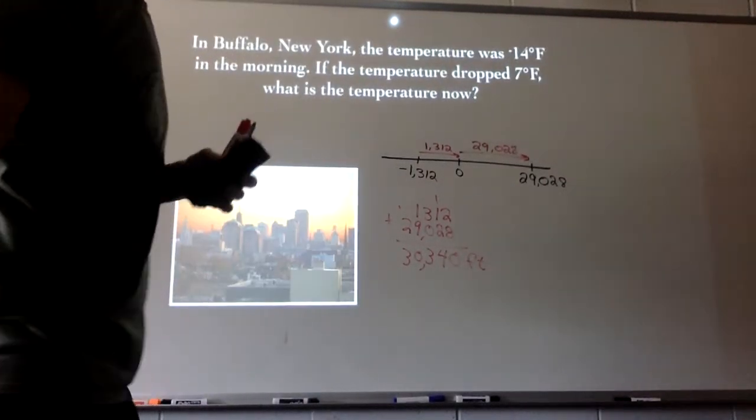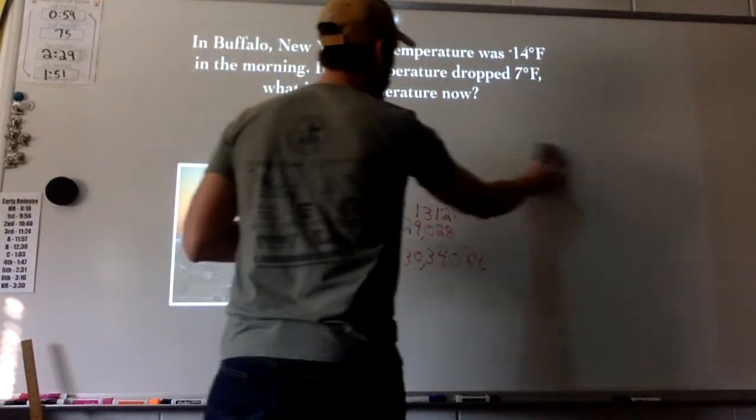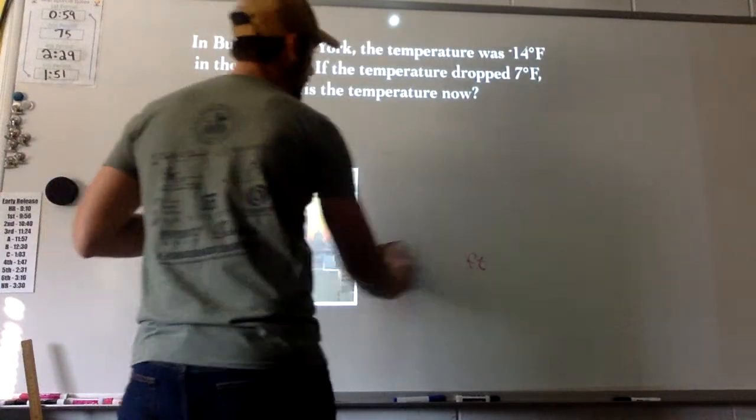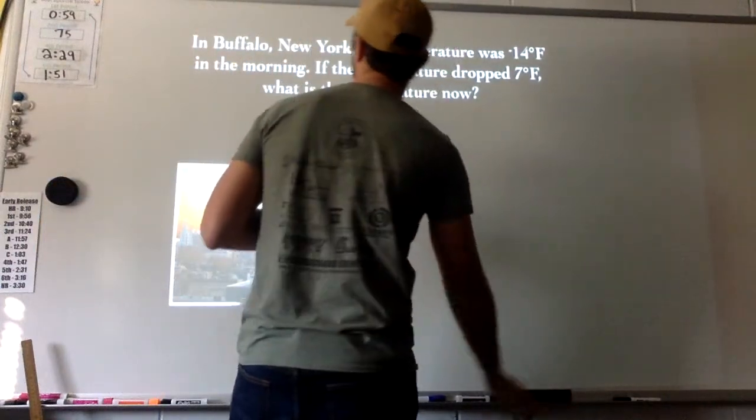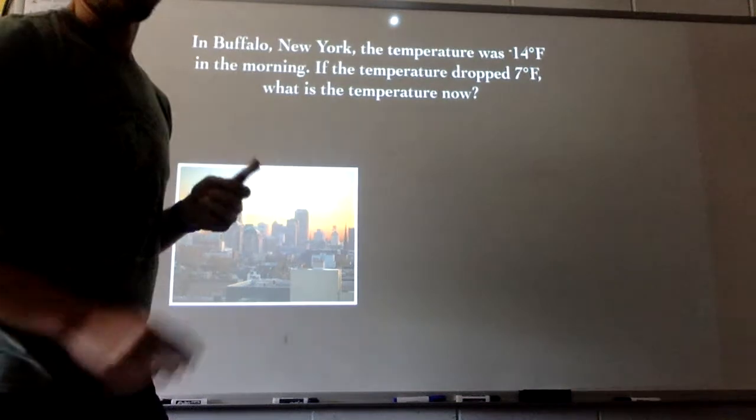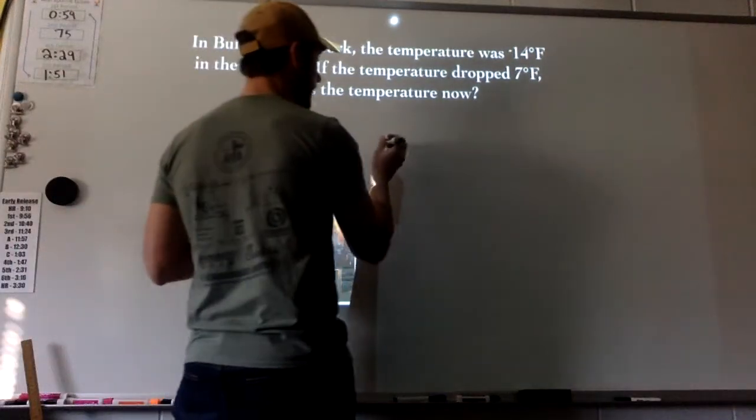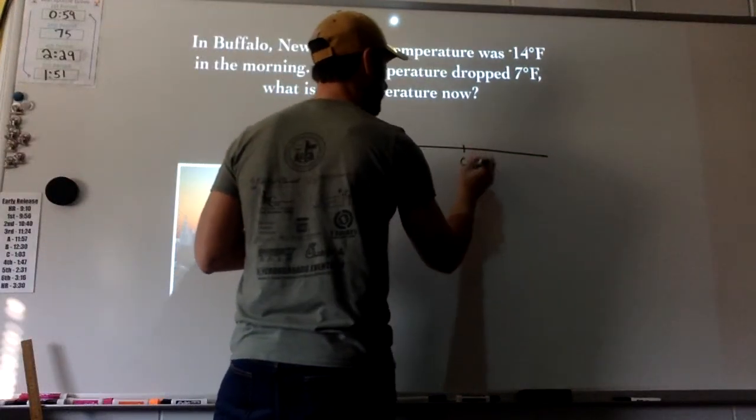Right, next example says, in Buffalo, New York, the temperature, I'm frozen. The temperature in New York was negative 14 degrees. In the morning, the temperature dropped 7 degrees Fahrenheit. What is the temperature now? So once again, I'm drawing a rough number line, putting 0 in the middle.